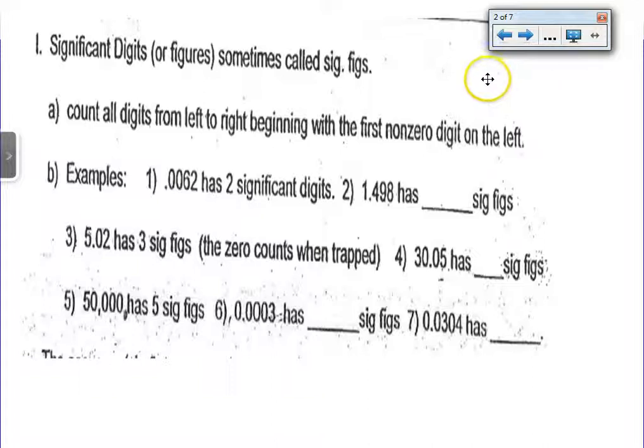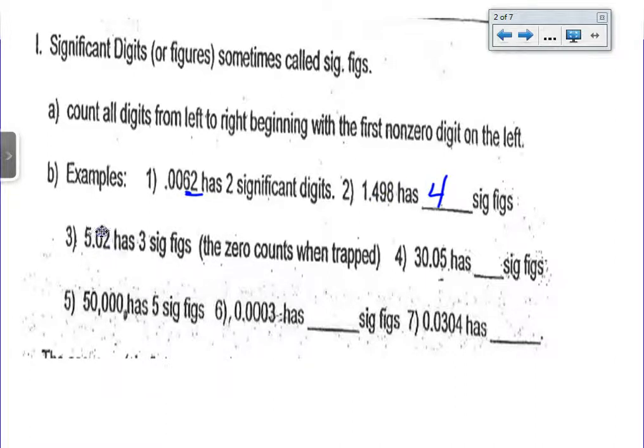So when we do sig figs, and I'll be honest, I'm not going to make a big deal about it in this class, but just so you know how the answers from the answer key are coming up, you count all digits from left to right, beginning with the first non-zero digit on the left. As an example, if it's 0.0062, the first non-zero digit is a 6. Following that, you have 2 digits, and that's why there are 2 significant digits. 1.498 has 1, 2, 3, 4 significant figures.